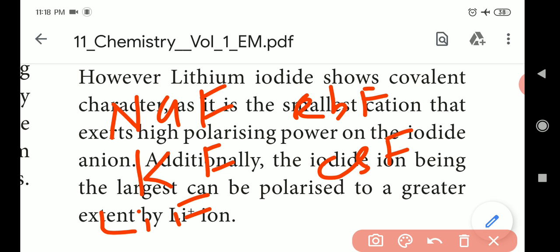You may be asked to write the increasing or decreasing order of the ionic nature of halide salts. Listen carefully. There is definitely one question asked in the JEE or NEET examinations from this topic, and these kinds of questions are definitely asked in the annual exam also. So listen carefully.